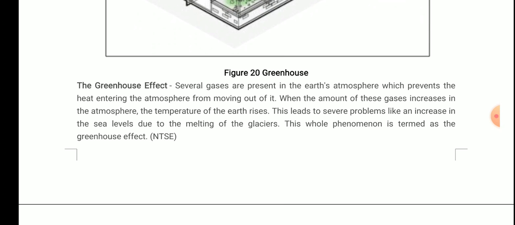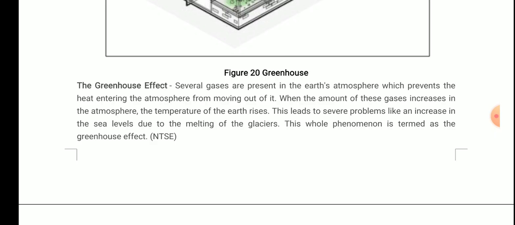Now similarly, the phenomenon that goes on inside a greenhouse made up of glass is going on on the earth surface. There are certain gases, for example carbon dioxide, which trap the heat. Once they trap the heat, they do not allow the heat coming from the sun to escape from the atmosphere of the earth.